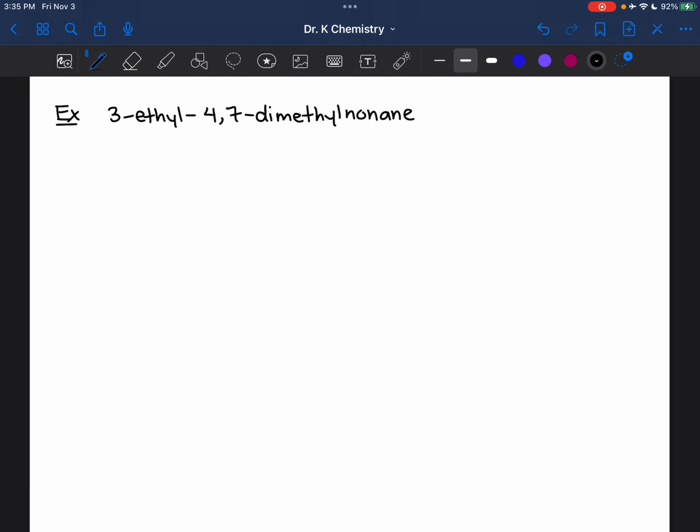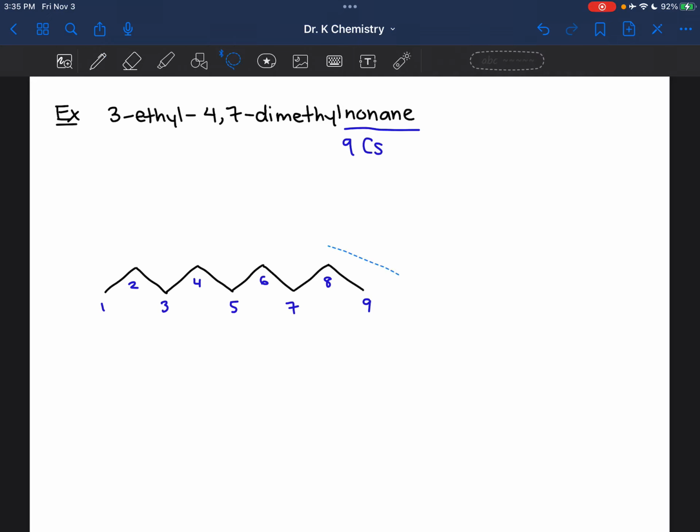This one is 3-ethyl-4,7-dimethylnonane. So I see that ending ane, so definitely an alkane. It will all have single bonds. Non is telling me that there are 9 carbons in this chain. So I'm going to start by drawing a 9-carbon alkane. Ooh, that one's long. I hope I didn't miscount there. Let's see. No, we're good. Okay, 9-carbon alkane.